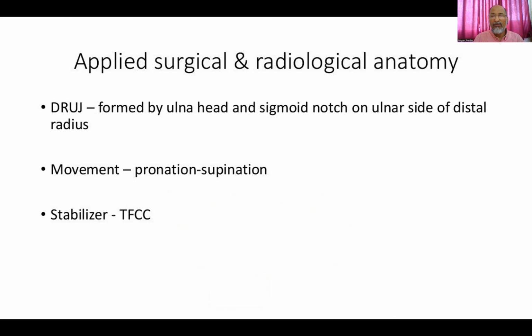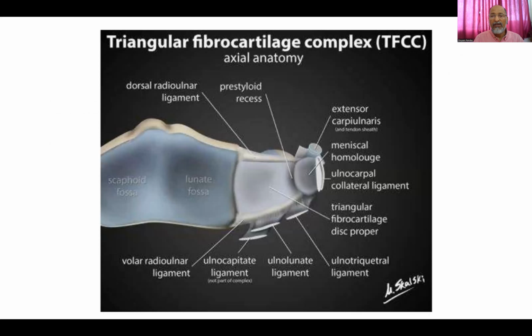The movements possible at the distal radioulnar joint are pronation and supination. And what is the stabilizer? The stabilizer is the triangular fibrocartilage complex, which is attached to the ulna and to the distal end of the radius at the edges of the notch.